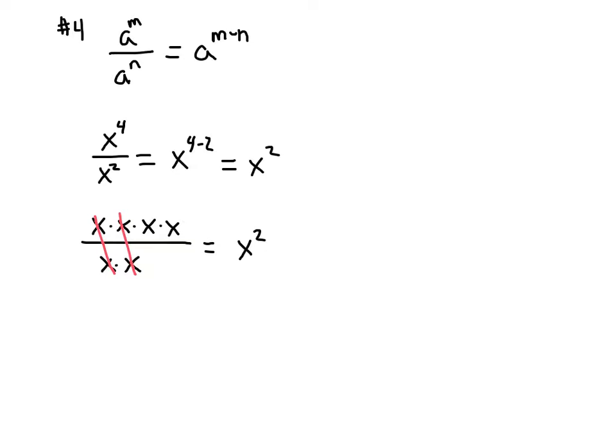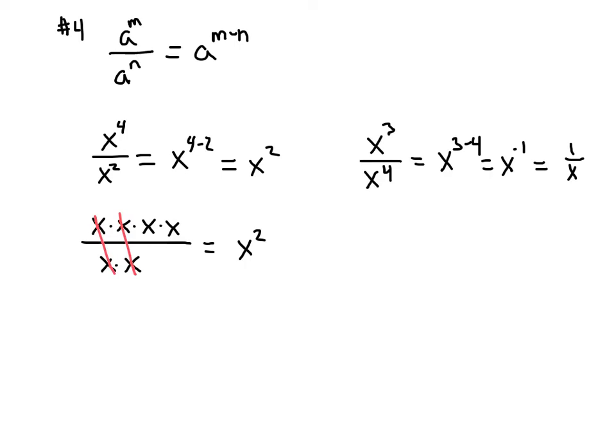Same thing would work if I had a negative exponent. What if I have x to the third over x to the fourth? Well, the rule says that I have x to the 3 minus 4, which is x to the negative 1 power, which then we have to use our other rule, rule number 2, which tells us this is 1 over x to the positive first power. Can't have a negative exponent. So, again, that's what the rule is saying.